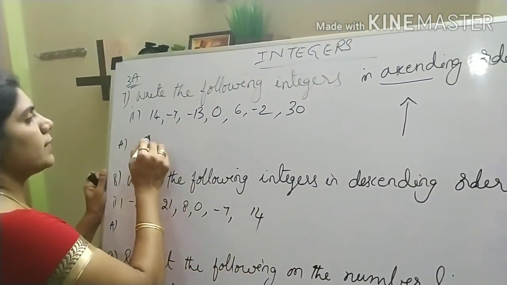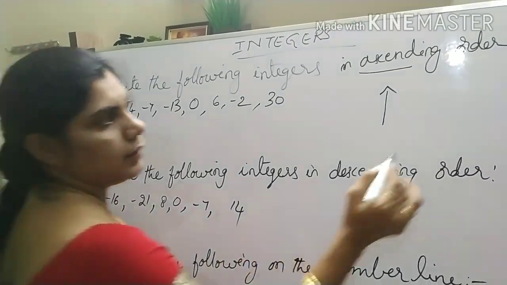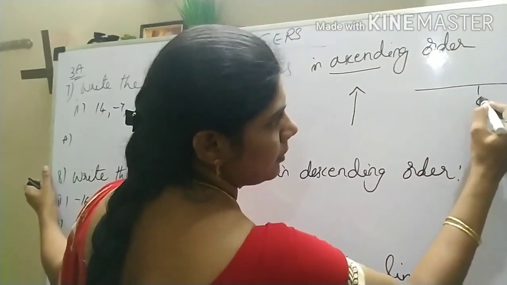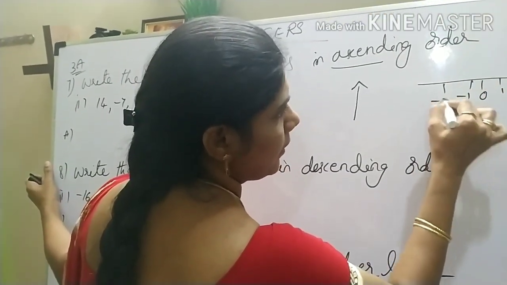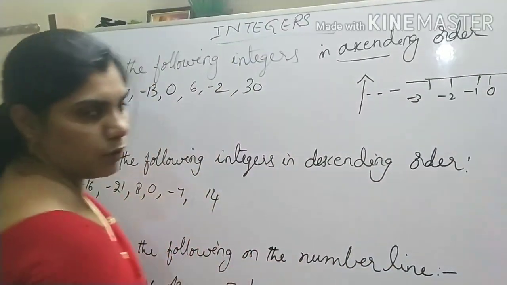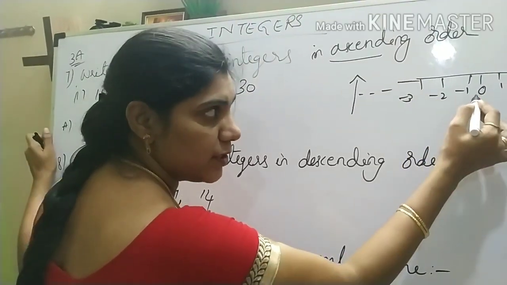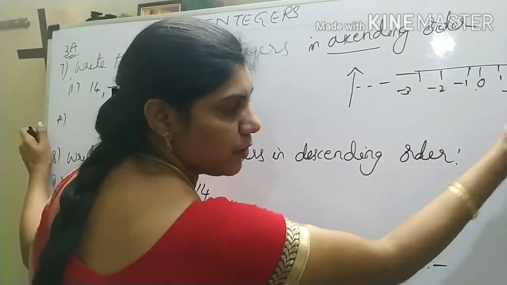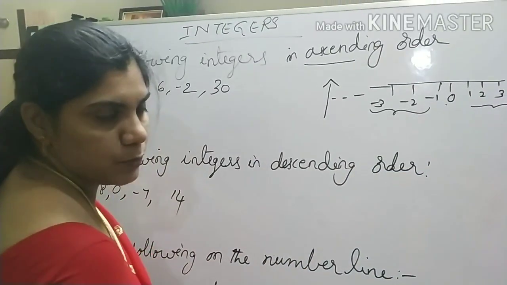So while writing ascending order, first concentrate on negative numbers. Why? If you see this number line, 0, 1, 2, 3, these are positive numbers, these are negative numbers, and so on. What we have learned here? Negative numbers are always smaller than 0 as well as the positive numbers.